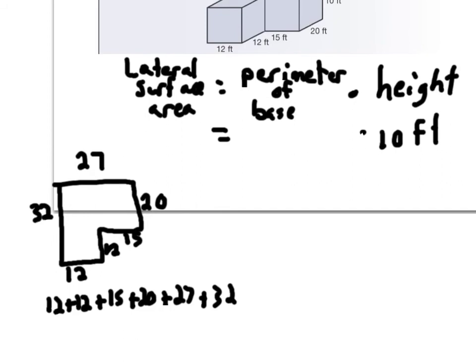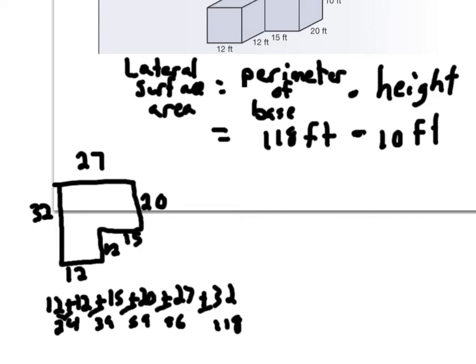Okay? So 12 plus 12 is 24. Plus 15 is 39. Plus 20 is 59. And 59 plus 27 is 86. And 86 plus 32 is 118 feet. So the perimeter of the base is 118 feet.